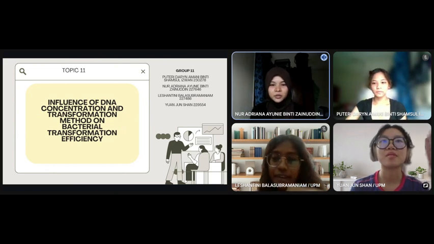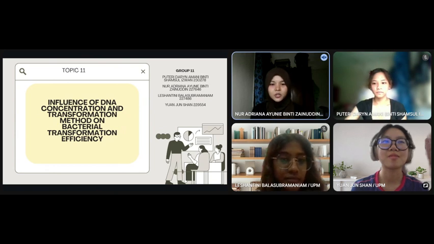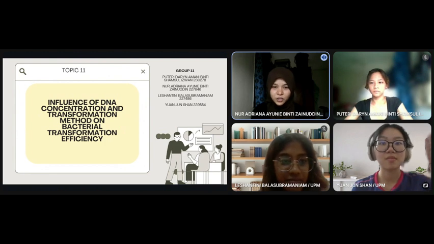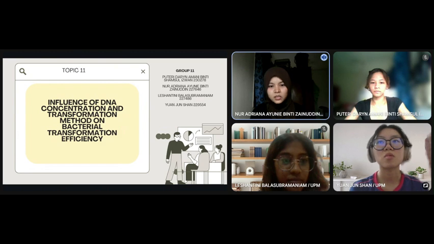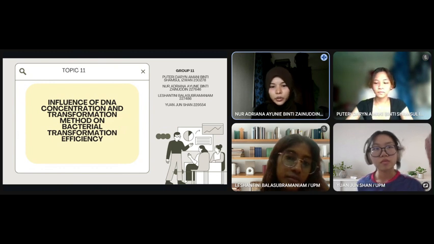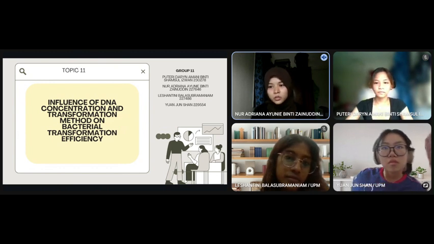Assalamualaikum and hello everyone. Today our group will be presenting topic 11, the influence of DNA concentrations and transformation method on bacterial transformation efficiency. So this study looks at how DNA concentrations and the transformation method affect how efficiently bacteria can take up foreign DNA, which is an important concept in molecular biology and also genetic engineering.